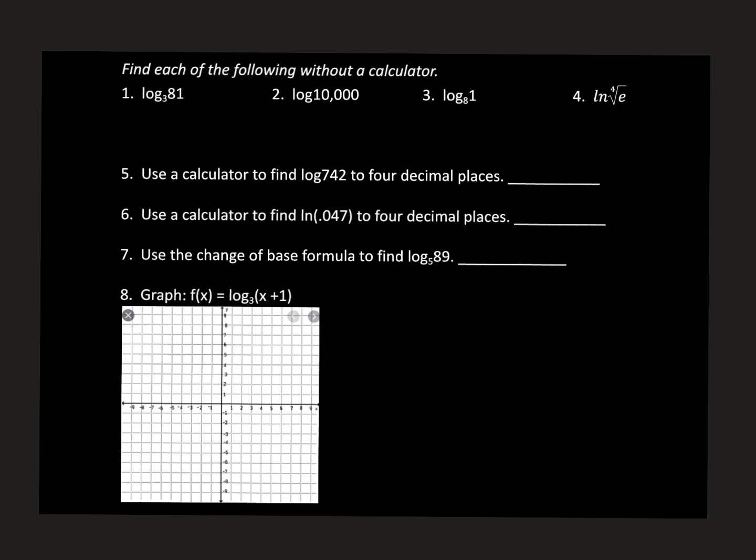Here we go, guys. Test 27 practice. Let's do this thing. 1 through 4, just find each one of the following without a calculator.